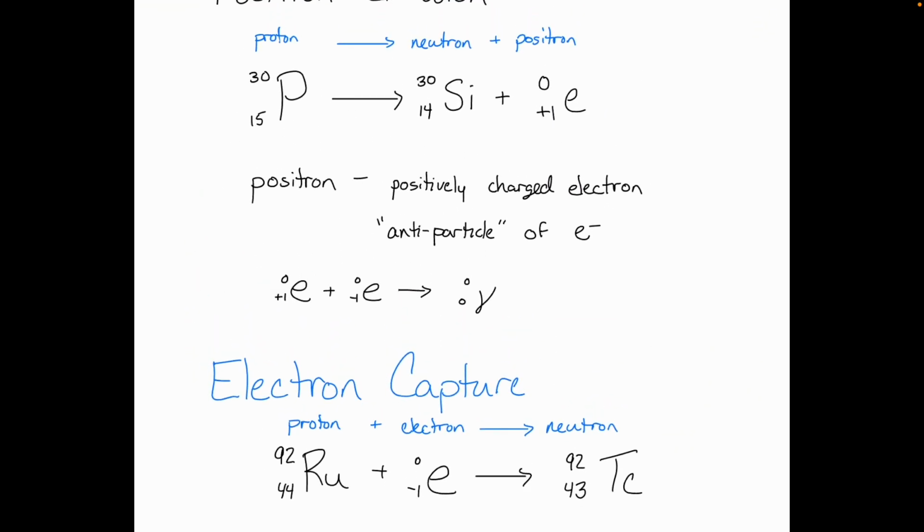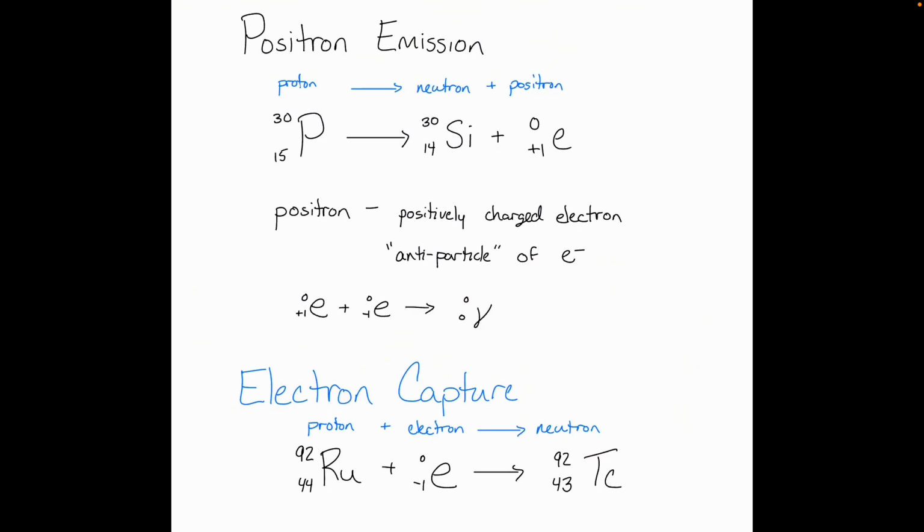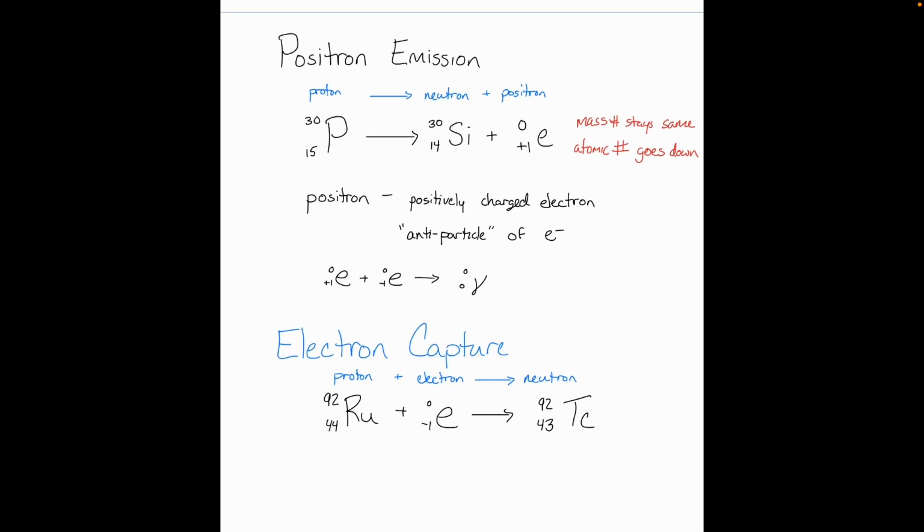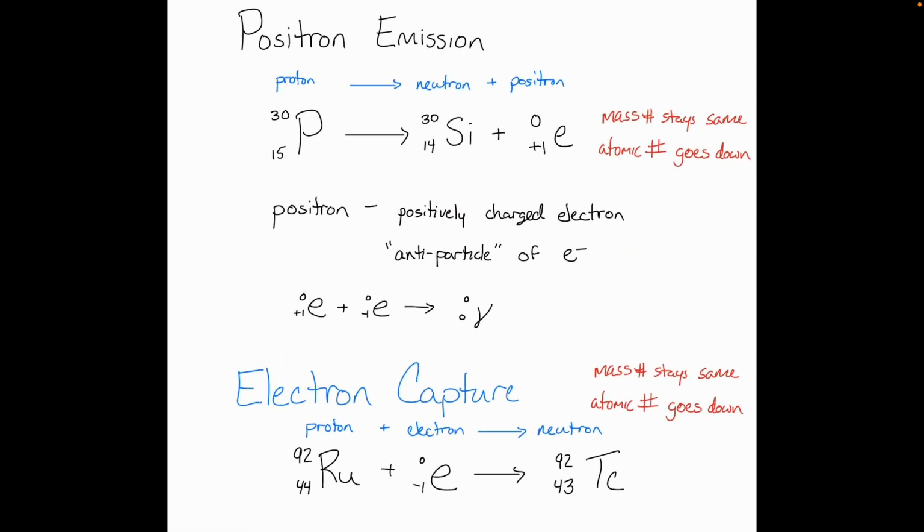Let's make note of these last two that we just studied. In both cases, the mass number stays the same and the atomic number goes down. That's the consequence of both of these types of nuclear chemistry. In both cases, you don't have any change in your mass number, but your atomic number goes down by one.